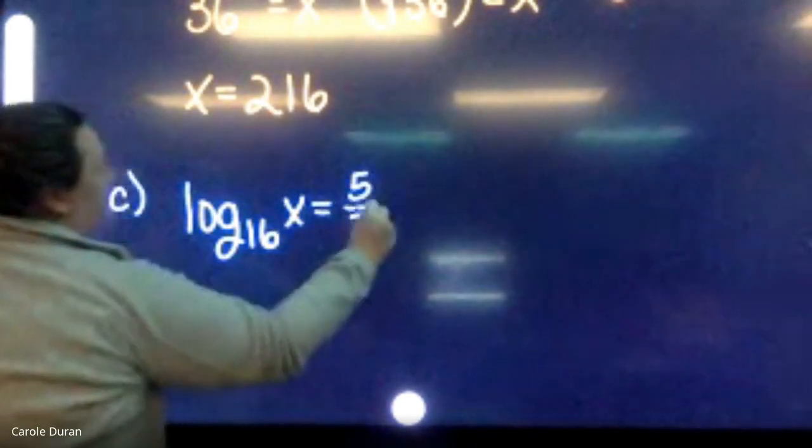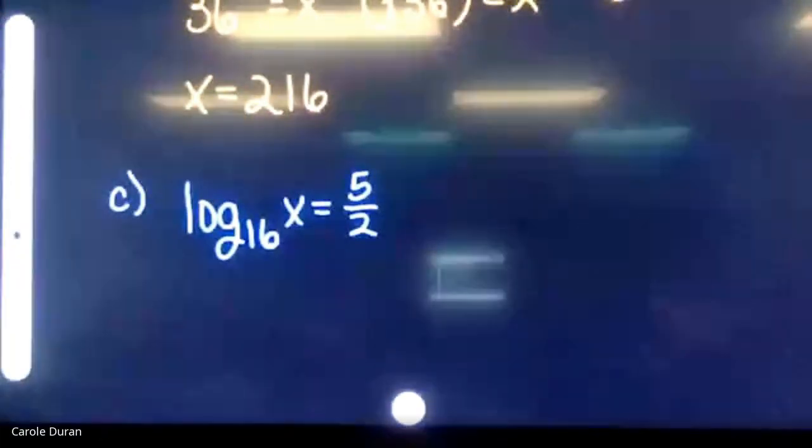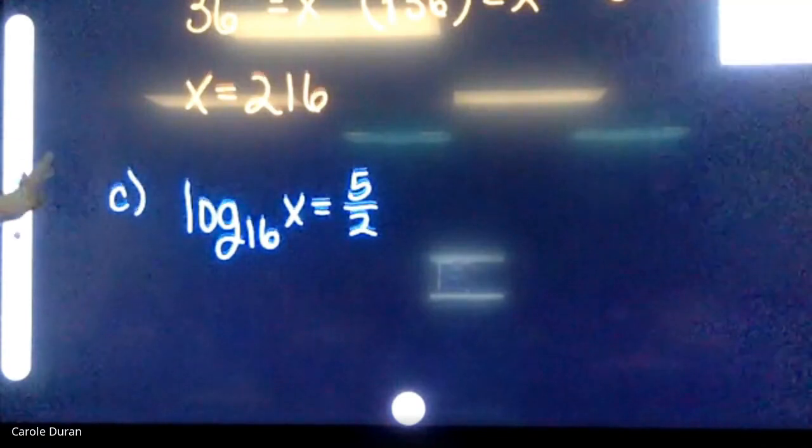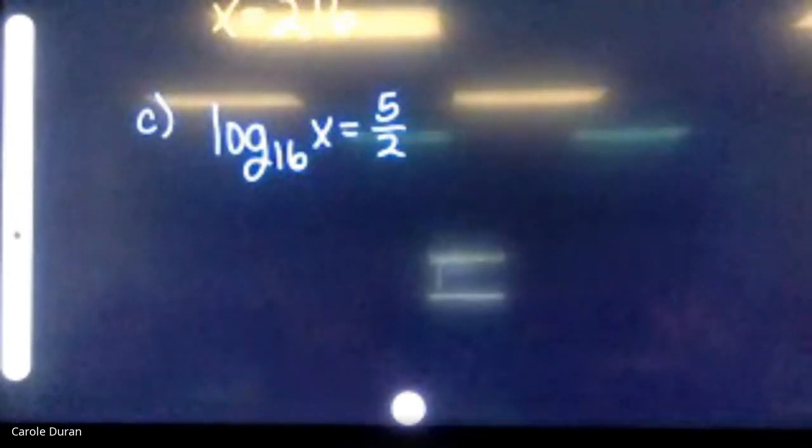On your own, please rewrite this and solve it. So this one is log base 16 of x is equal to 5 halves.